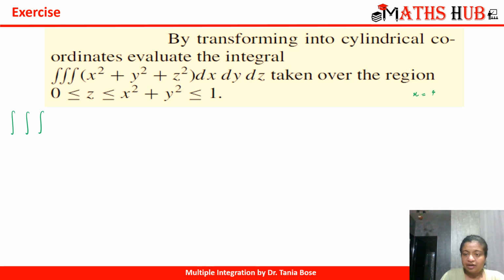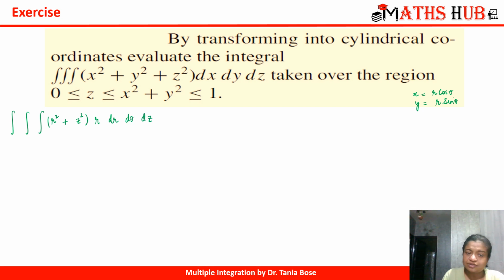We know that whenever we are converting Cartesian to cylindrical coordinates, x is r cos theta and y is equal to r sin theta. So when you square and add them, you will get x square plus y square is equal to r square. So it is r square plus z square. Now the Jacobian of transformation is r and we convert dx dy dz as dr d theta dz.